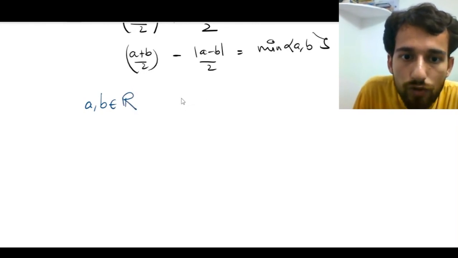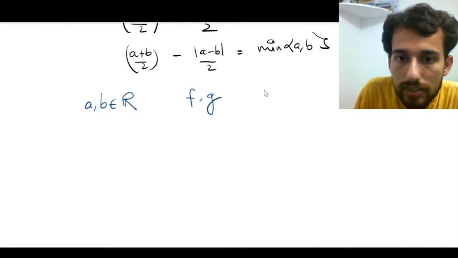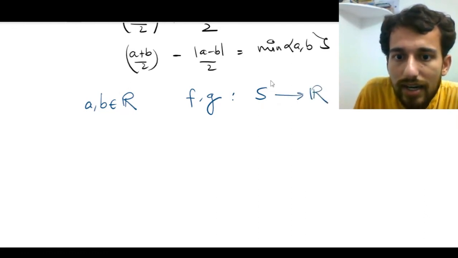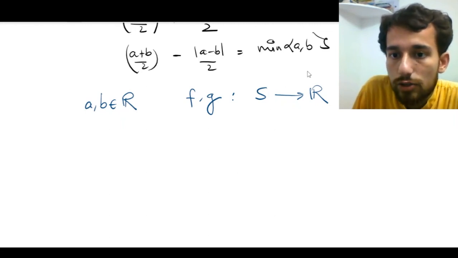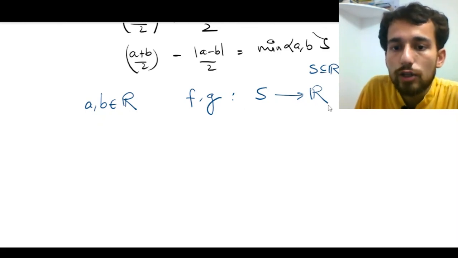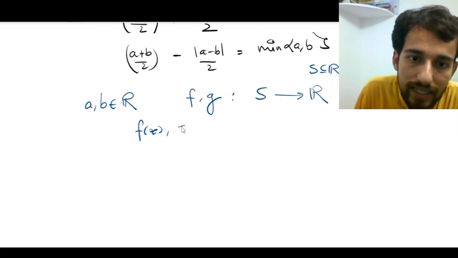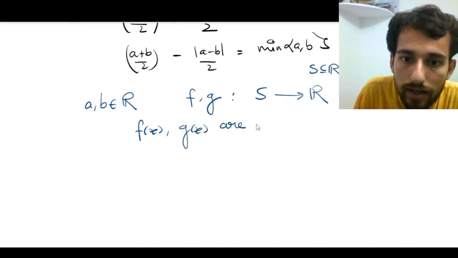So if I take two functions f and g, from any set S, both these functions are defined from S to R, where again this S is some non-empty subset of R. Assume that S is some non-empty subset of R. So the two functions f and g assume values f(x), g(x), and these values are real numbers.